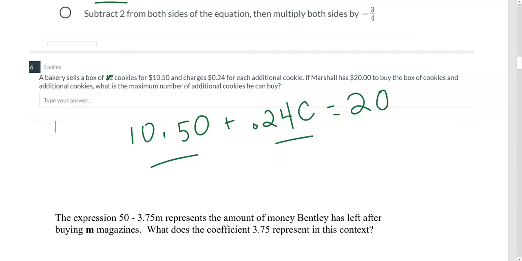So I would just solve this equation for C. I would just subtract $10.50 from both sides and then divide by the 24 cents. So I just had to know how to set the equation up. That's the hard part. Once I get it set up, it's easy. Just remember, I don't need the fact that a box of 12 cookies, that's not a part of this equation. I just need to know how much he spent. He spent $10.50 for the box. I'm just trying to figure out of whatever he has left over, how many 24-cent cookies can he get?